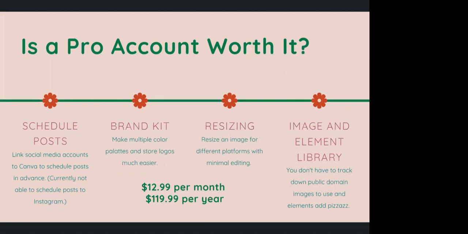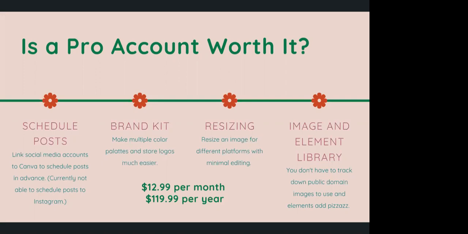The brand kit can be incredibly helpful with the pro account to have more than one color palette stored. For instance, our library has both the Durham Tech color palette and the Dogwood Digital Library, which is our Overdrive Consortium, colors stored and the logo.